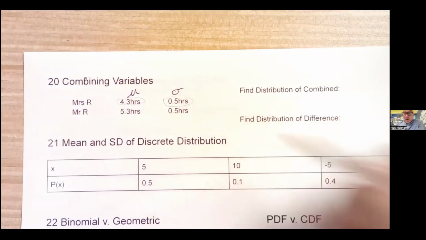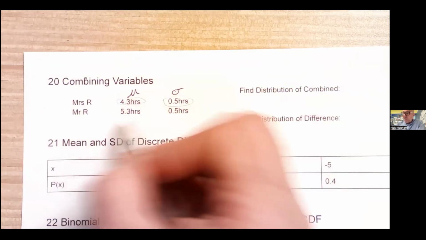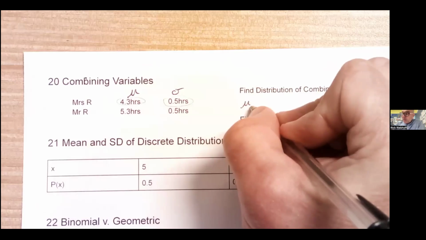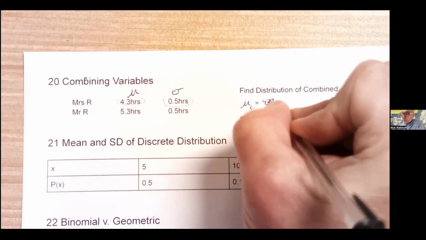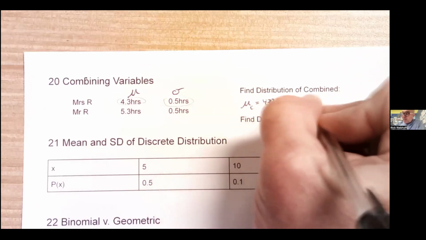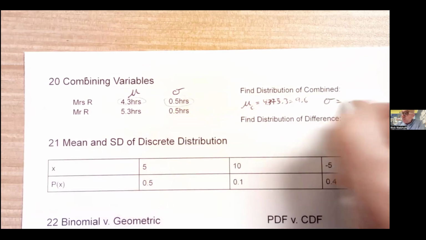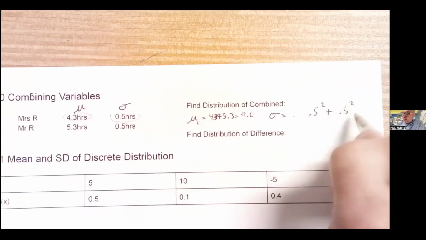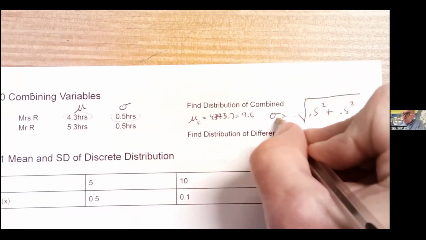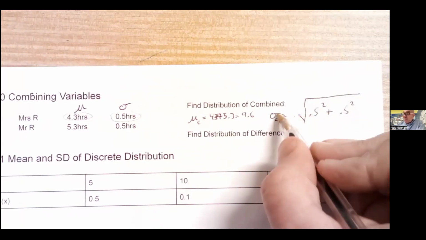If we run back to back, how long would it take? What would the combined distribution look like of Mr. Rebuff and Mrs. Rebuff? The mean of the combined would be 4.3 plus 5.3, which I think is 9.6. The standard deviation, though, we cannot add standard deviations. We have to turn them into variances, and that's by squaring them. Then we can add them together, but now it's just variance, so we have to square root them. So change it into variances, add them together, square root it to get it back in.